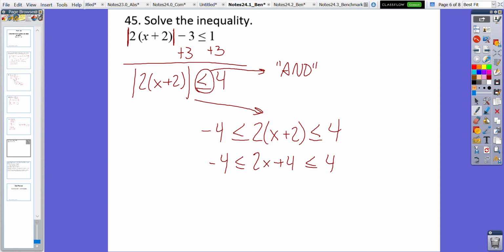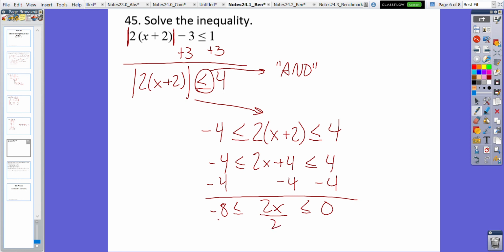Now everything I do to solve for x, whatever I do to the middle, I have to work my way outside. So when I subtract 4 from all 3 parts here, because that keeps it all balanced, that gives me negative 8 is less than or equal to 2x, less than or equal to 0. And then divide by 2 is my last step. That gives me negative 4 is less than or equal to x, less than or equal to 0. So my compound inequality tells me that x is going to be all my values between negative 4 and 0.